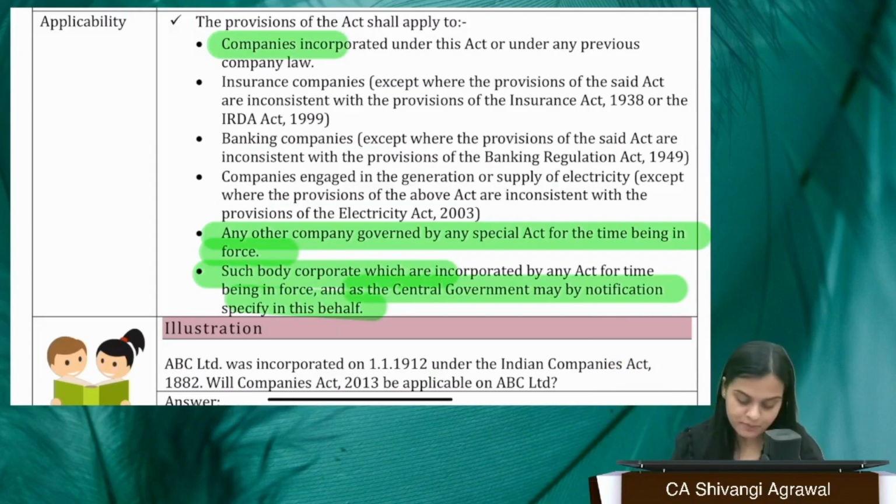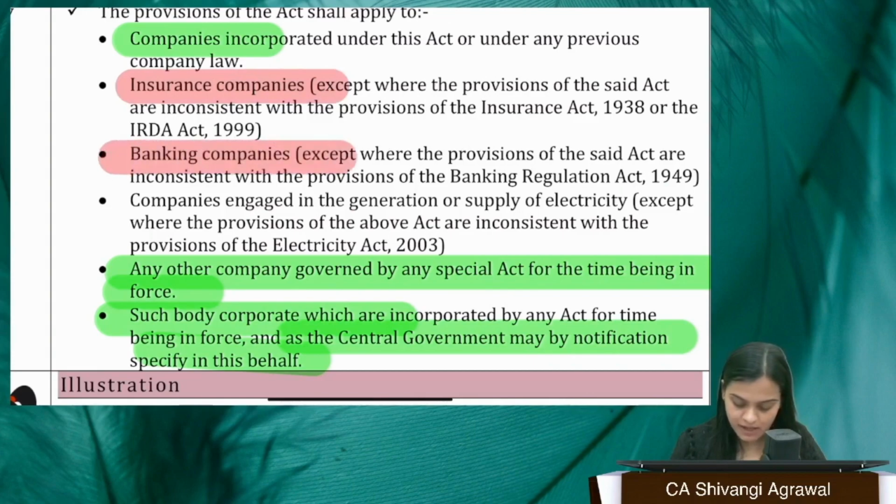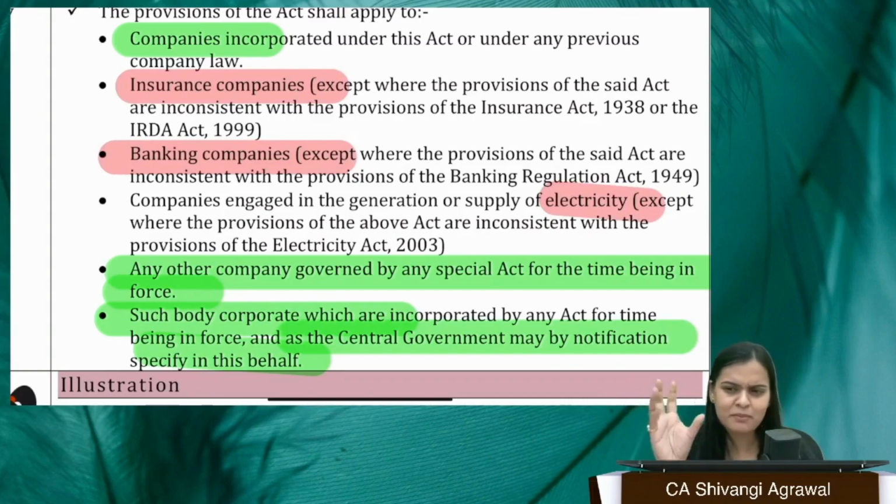Now it also applies to 3 special types of companies: insurance, banking, and electricity. So we have a banking company. The banking companies have to carry the name bank in their name, just to help people identify that it's a financial institution. So every banking company will have a bank name, like Axis Bank Limited.